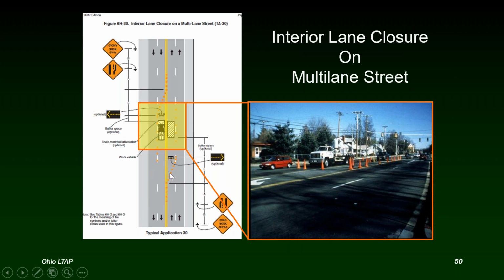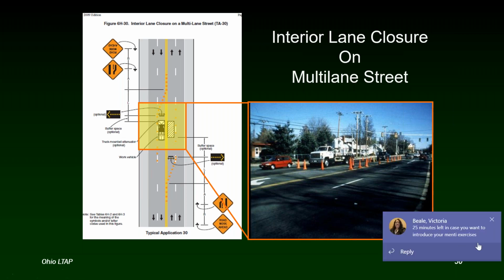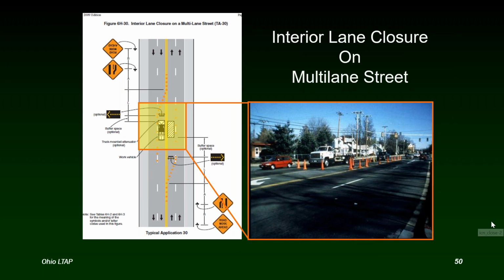And then it shows the merging taper. When we're on a multi-lane road and we're closing a lane, we use a merging taper. And it shows length L, and then the placement of the arrow panel, and the buffer space, and the workspace. And so let's see if we can remember how to calculate the length of a merging taper.